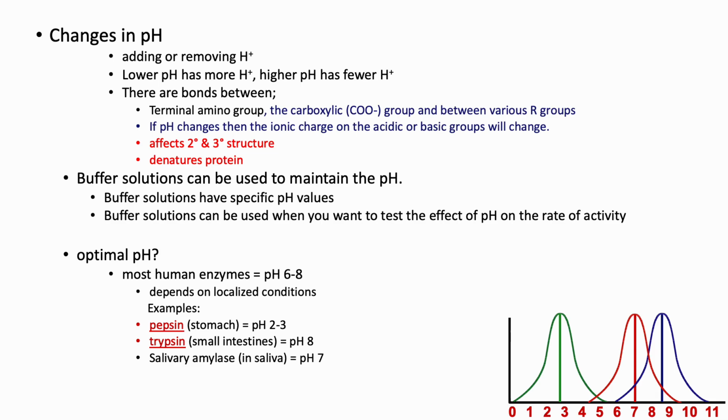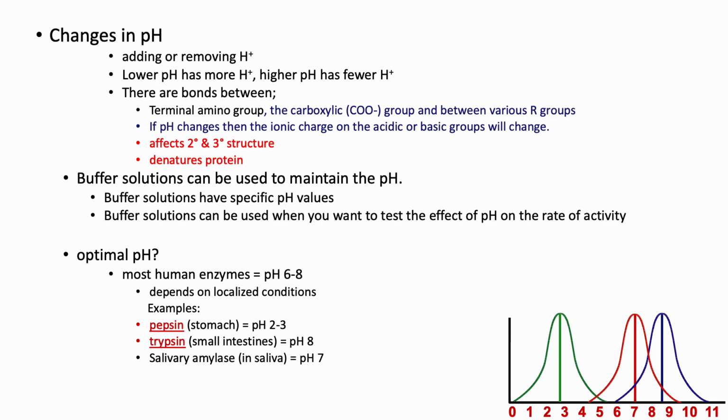Looking at changes in pH, pH is a measure of the concentration of hydrogen ions in solution. Adding or removing hydrogen ions will change the pH. Lower pH has more hydrogen ions. Higher pH values have fewer hydrogen ions.